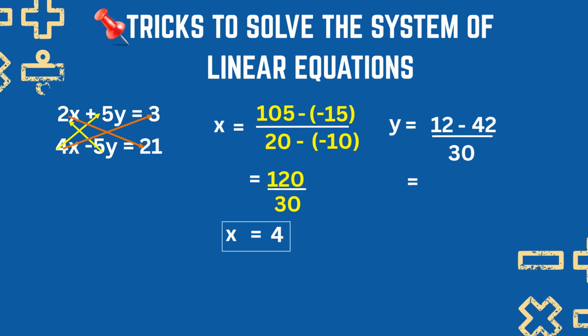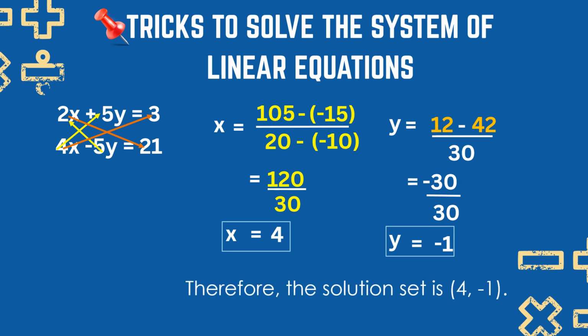Alright, so let's simplify. 12 minus 42, this is equal to negative 30 divided by 30, y is equal to negative 1. So this is the solution set of these two linear equations. It is so very easy, right? Therefore, the solution set is at 4 and negative 1.